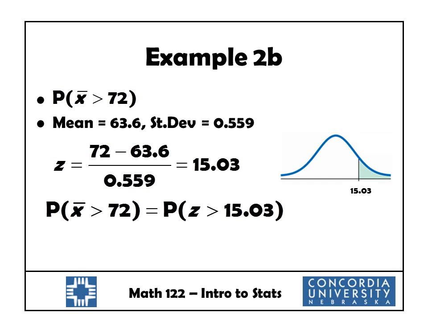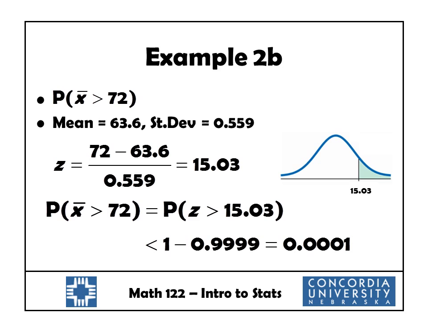So the probability that x bar is greater than 72 is the probability that z is greater than 15.03. So I want the area to the right of 15.03. Now if I look at my table, it says that the area to the left of 15.03 would be 0.9999. Actually, it's greater than that. And so the area to the right is 1 minus that number, which would be 0.0001. Actually, it's much smaller than that. So there we go. The probability that the mean of a sample of 20 women is greater than 72 is 0.0001, or actually less than that number.